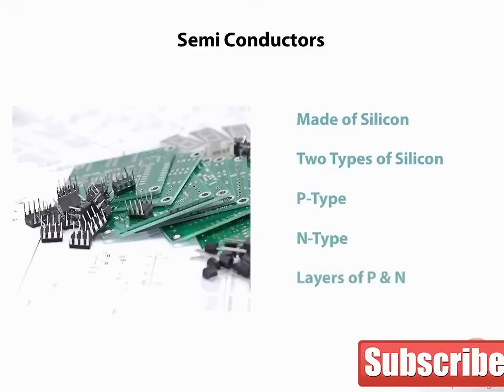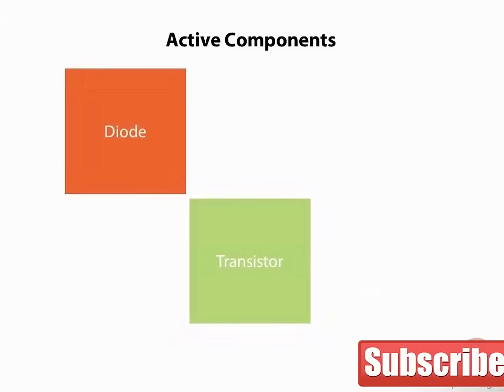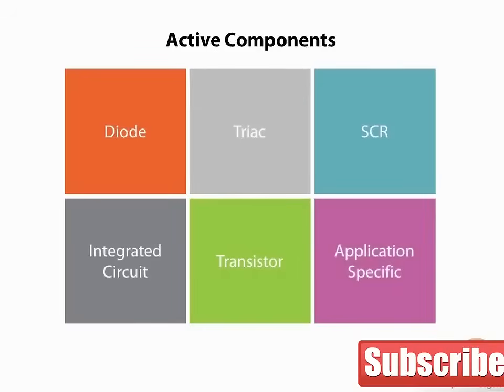Devices are built by layering these two types of silicon in silicon sandwiches. The way this is done gives our semiconductor devices certain properties. We cover a number of devices so you can get an understanding of what they do and how they work. We will focus our study on 6 different active components and how they function. We'll take a look at the diode, the transistor, the SCR or silicon controlled rectifier, the triac, integrated circuits, and application-specific circuits, which are special cases of integrated circuits.